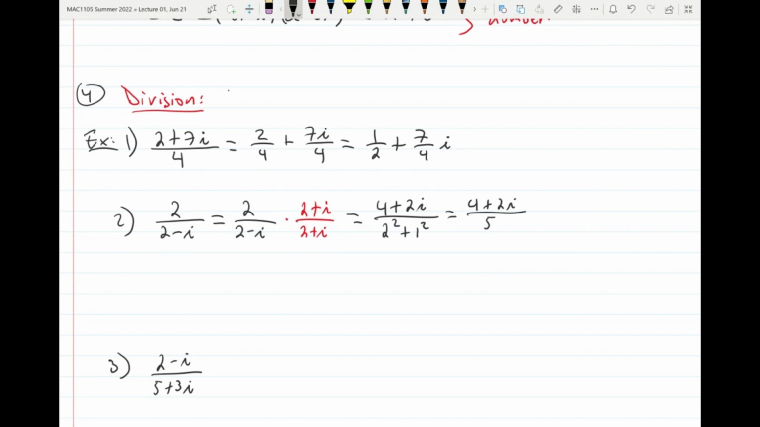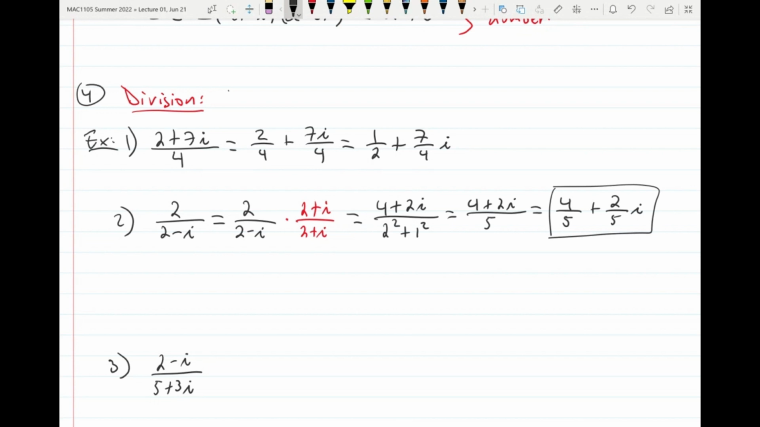And now we put ourselves in the situation of number 1. As you know, this is easy. How do we do this? Turn into fractions. So split and write it nicely. In this case, there is nothing to simplify. So we write this as 4 over 5 plus 2 over 5 i.